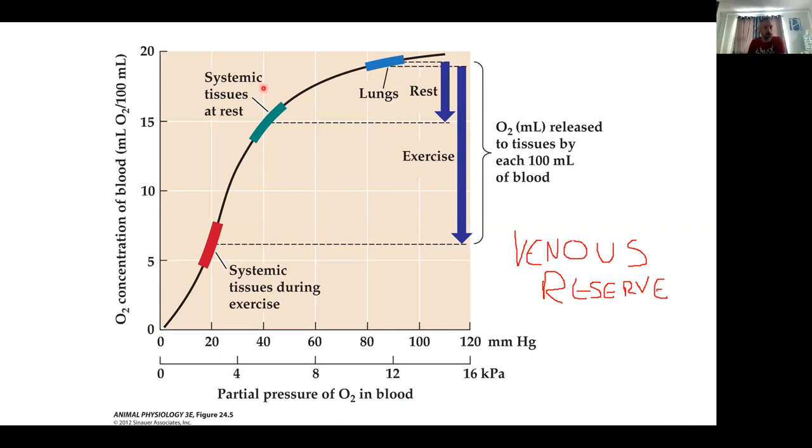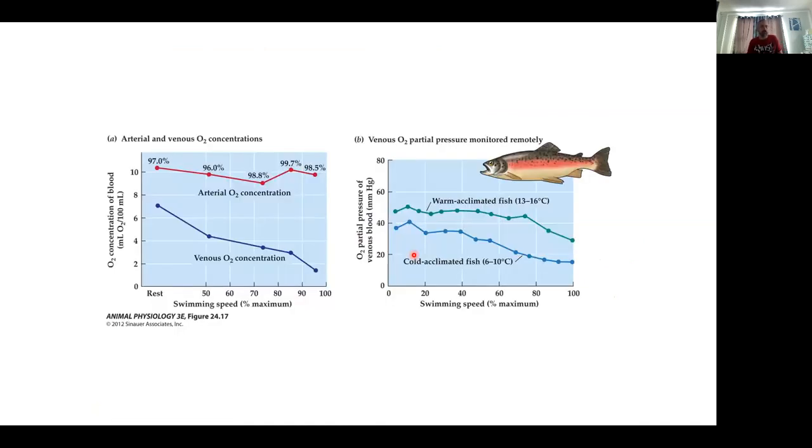So that we can do things like go from rest to high intensity activity and not have to increase respiratory rate. We've got extra oxygen available if we need it. Sort of like having a savings account. If something comes up, you can dip into your savings account instead of taking a loan. This is the idea. And most animals follow this basic model, where we have some excess in reserve.